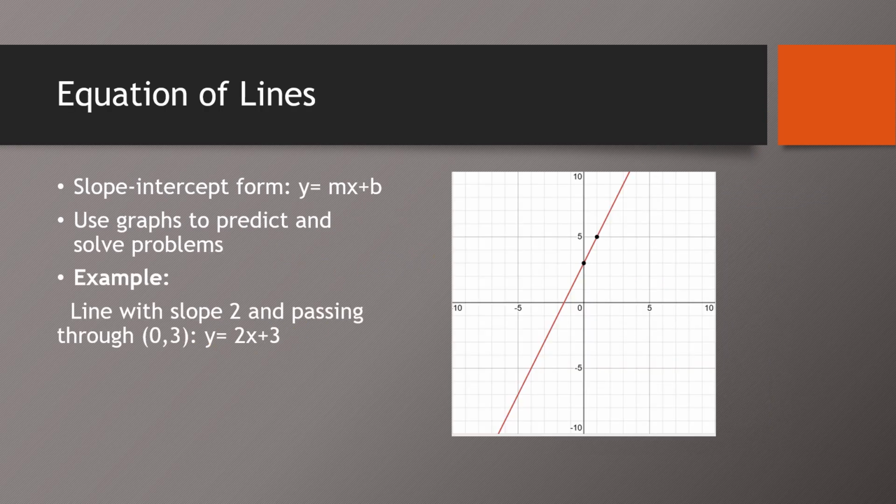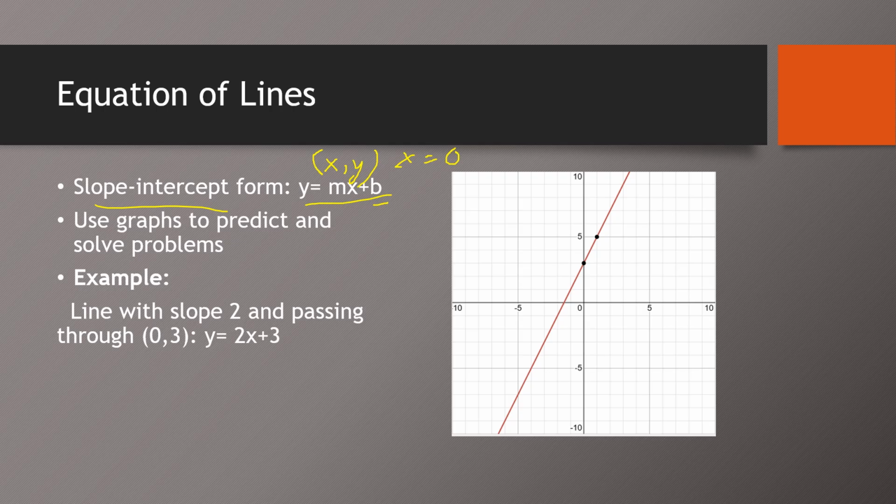Now for the equation of lines. Slope-intercept form of any line would be put like this: y equals mx plus b. What do x and y mean? It comes from the plotting points that we talked about in the previous slide. And what does this b mean over here? B means the y-intercept. And what is the y-intercept? Y-intercept is the point where x is equal to 0.